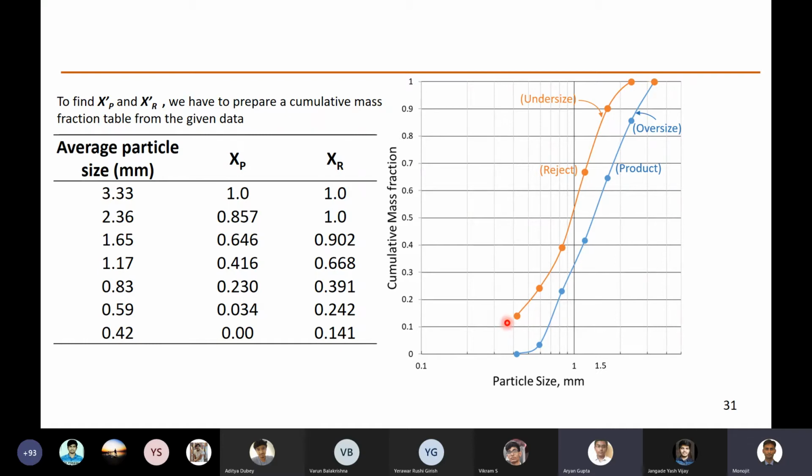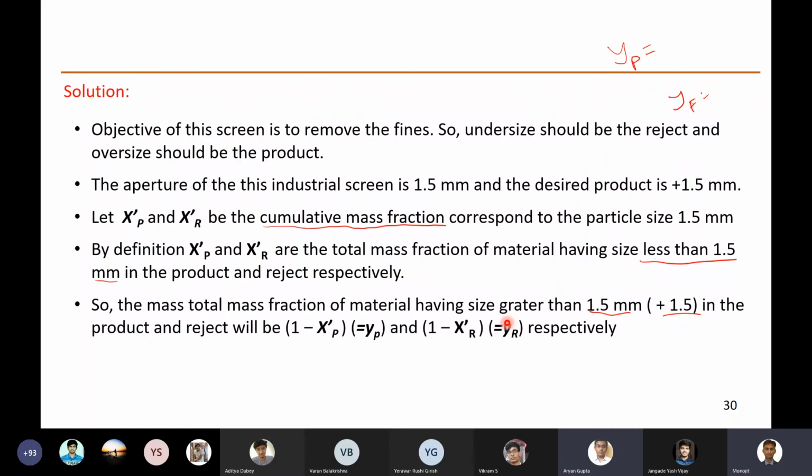This is not the graph corresponding to your feed. So there are three mixtures. One is for feed, one is for undersize, one is for oversize. Feed, we are not doing anything because XF is already given directly. We are only consulting the oversize and the undersize graph. Now, see the definition of XP dash and XR dash: they are the cumulative mass fraction corresponding to the particle size 1.5 millimeter.